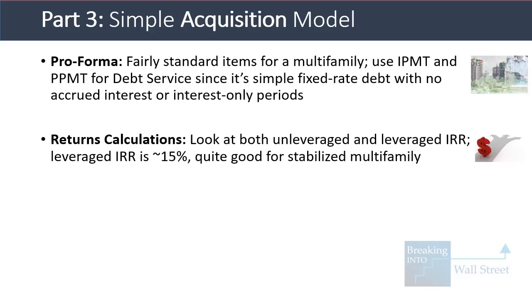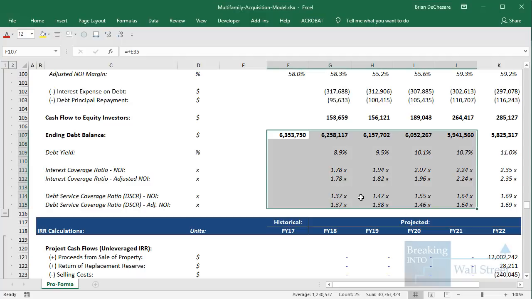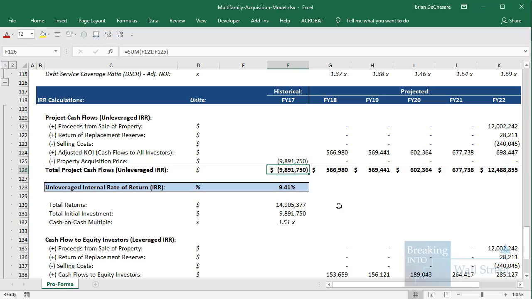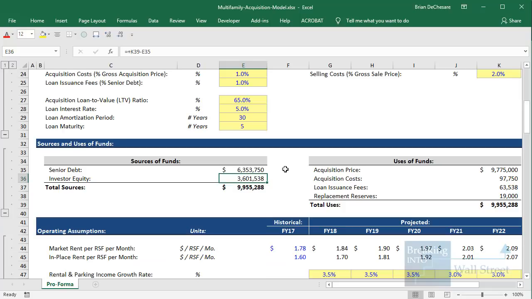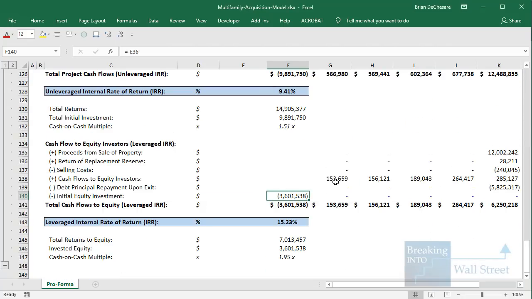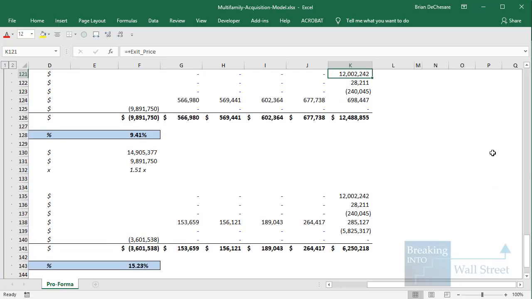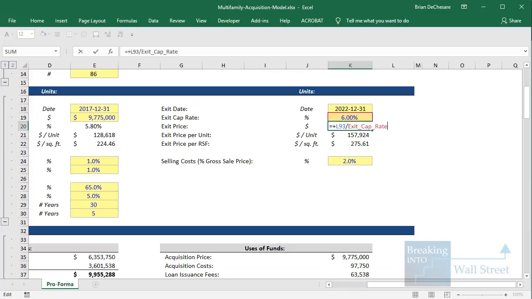The next step here is to look at the returns and calculate these on both an unleveraged and leveraged basis. This is fairly simple for this deal because we just have the initial equity investment, so the initial 35% or so of equity that we use to purchase this property. We have cash flows coming in each year, so those add to our cash flows. And then we exit the property. We made an assumption here based on a 6% cap rate, and we exit in about 5 years' time. So we exit for about $12 million after purchasing the property for about $10 million.